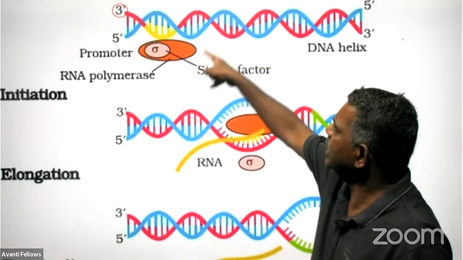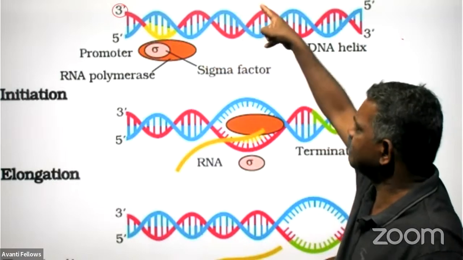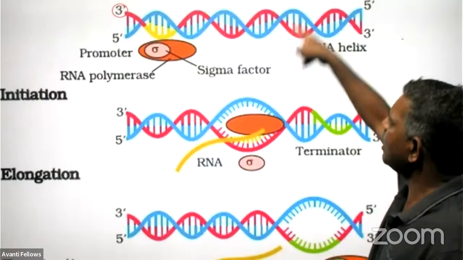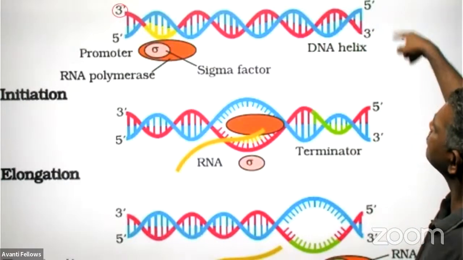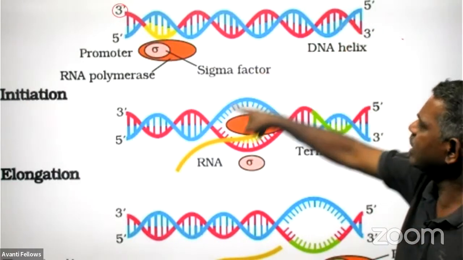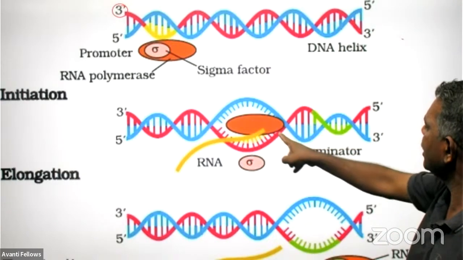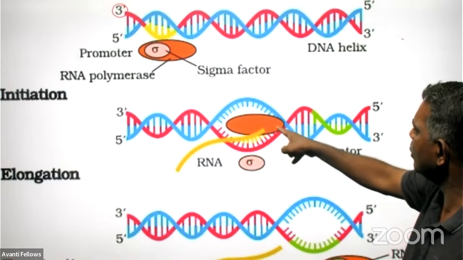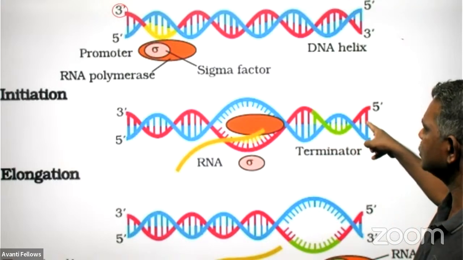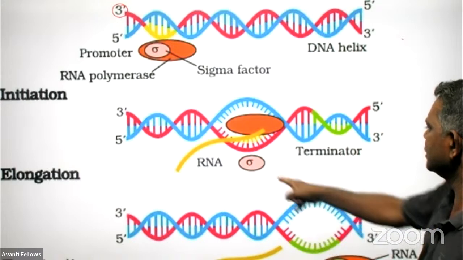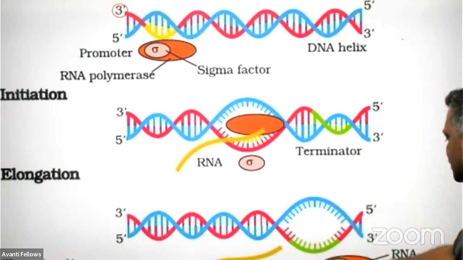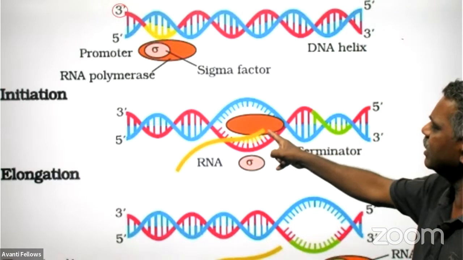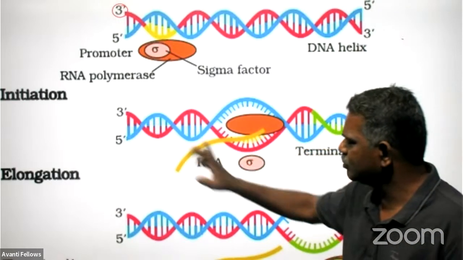So the ribonucleotides will be placed one after another, according to the nitrogenous base sequence present in the template strand, and RNA polymerase alone will elongate the process. Finally it reaches the terminator region. There the Rho factor is attached, and finally the polymerase will fall off, and with that the process of RNA synthesis will be stopped.